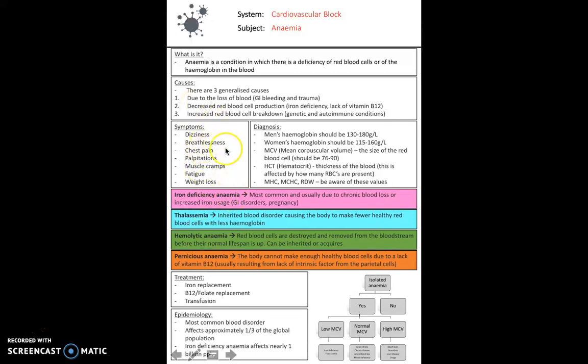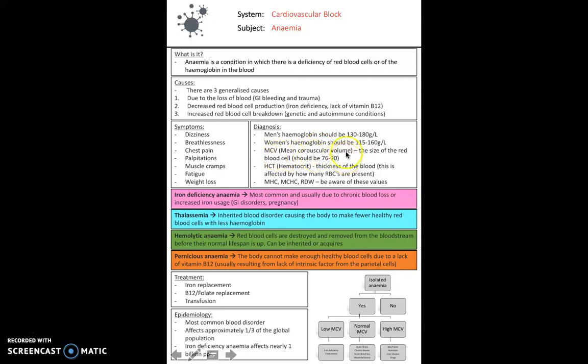In terms of symptoms of anemia, you may see dizziness, breathlessness, chest pain or palpitations. And in terms of diagnosis, we can refer to these really important values here. So men's and women's hemoglobin, all these values can vary depending on the trust and the location of the hospital, but as a given, men's should be between 130 and 180 grams per litre, and women's should be 115 to 160. So notice how women's hemoglobin is slightly lower than that of men's.